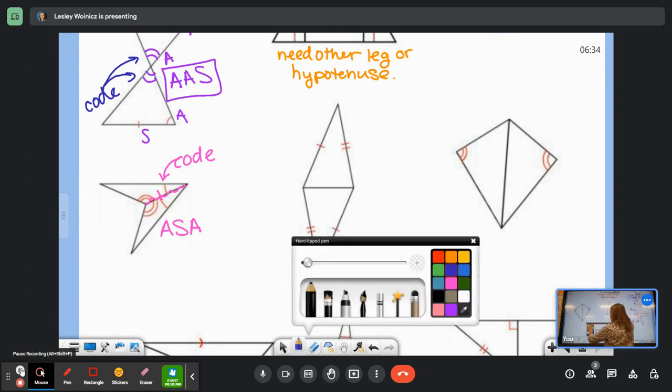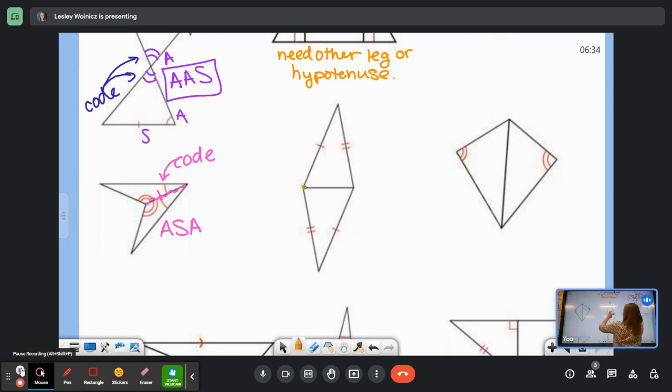Okay, these two also share a side. That side is congruent to itself. So I have three pairs of congruent sides. This one is side, side, side.